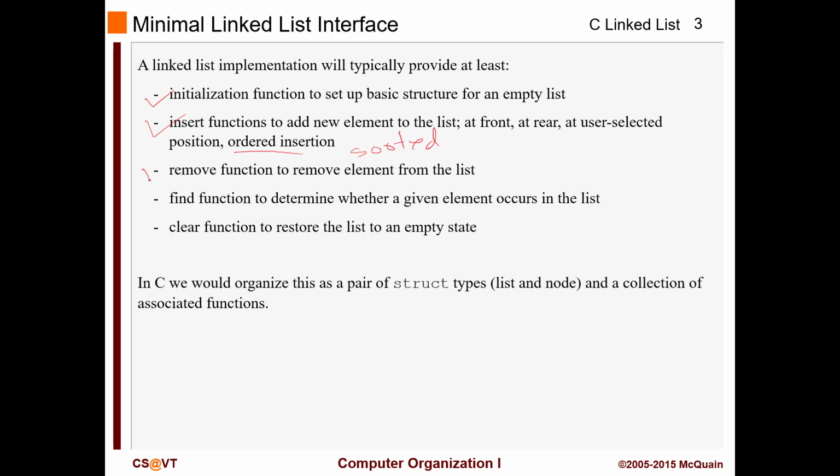Okay. A remove function to remove elements from the list. A find function to determine whether a given element occurs in a list. A clear function to restore the list to an empty state, like free everything that you had. In C, we would organize this as part of struct types, list and node, and a collection of associated functions.